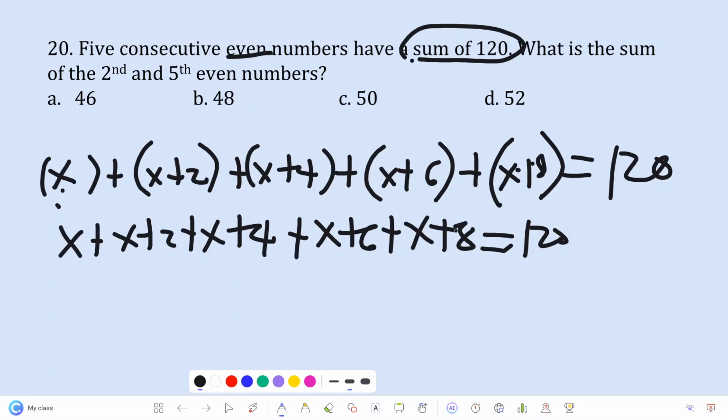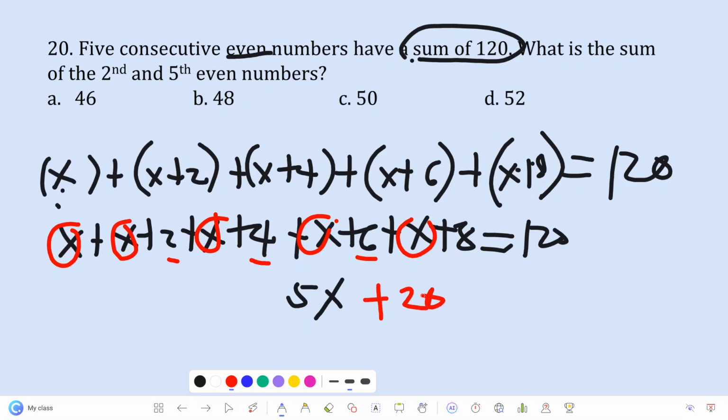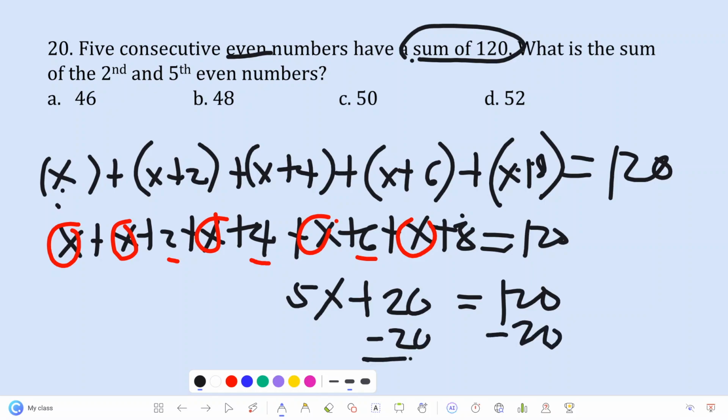Ngayon, i-add mo ang x na to. We have here 1, 2, 3, 4, 5. Therefore, you have 5x. Tapos, i-add mo rin itong mga numbers na to. You have here 2, 6, 12, 20. Plus 20. 8 plus 2 is 10, 10 plus 6 is 16, plus 4 is 20. Is equal to 120. And you subtract 20 here. You subtract also 20. Okay? So, meron tayong 5x is equal to 100.